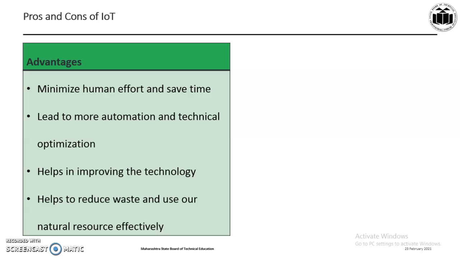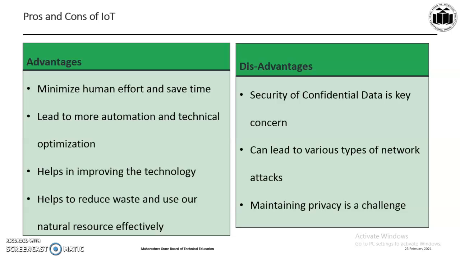But along with the advantages, there are also some disadvantages, like security is the biggest concern. It can lead to different types of network attacks. So the system has to be secure enough to withstand or fight against these network attacks, and maintaining privacy is the biggest challenge in IoT because all the data is on the internet.